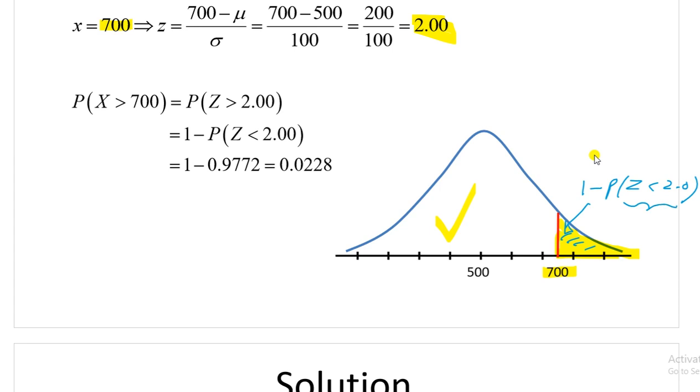So this comes directly from the table and we will subtract. So from the table, probability at 2.00 is 0.9772. If you subtract it from 1, because it's the right side, the area is on the right side of the point, so we have to subtract the area on the left from 1. So this is the probability required.